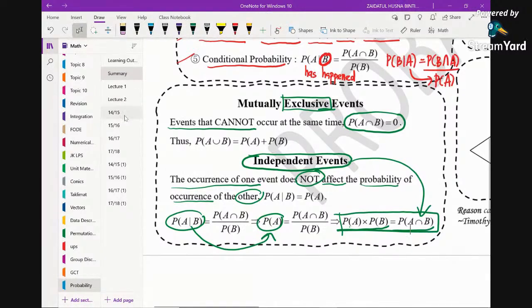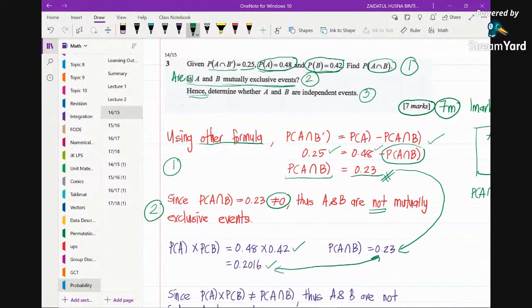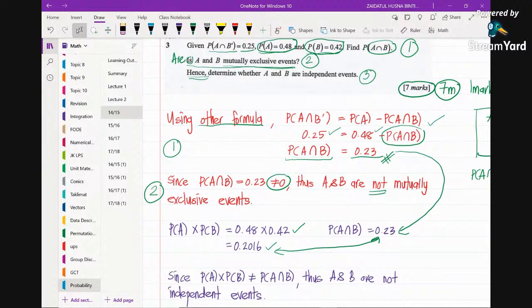Coming back to this question, we have got our P(A) and we have got our P(B) as well. Now we multiply these two. P(A) times P(B) is equal to 0.2016. If we compare with the previous answer, P(A intersect B) is equal to 0.23. Comparing these two values, they are not equal to each other, since 0.23 is not equal to 0.2016. Thus, since P(A) times P(B) is not equal to P(A intersect B), A and B are not independent events.